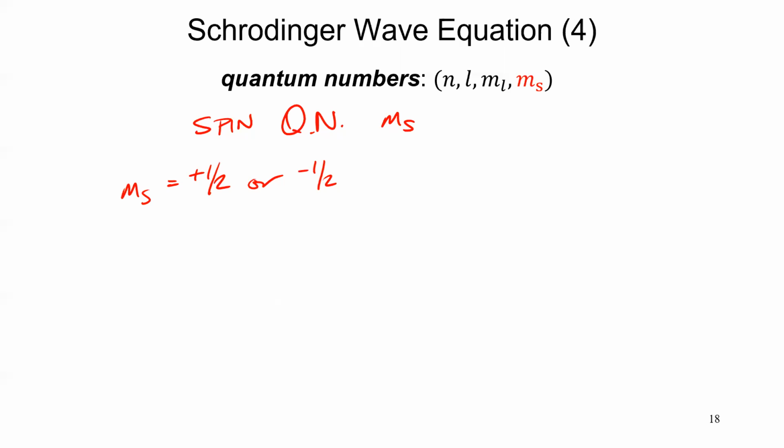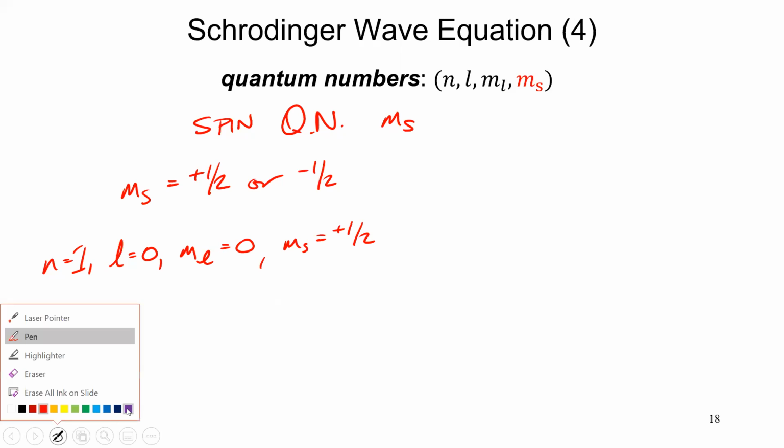When we talk about spin quantum numbers in particular, let me ask this question first. If we only have two values of m sub s, how many electrons could we have in each orbital, right? So let's say that N equals 1, L equals 0, M sub L equals 0, M sub S equals plus 1/2. Okay, that describes a single electron. We need all four of those to describe an electron.